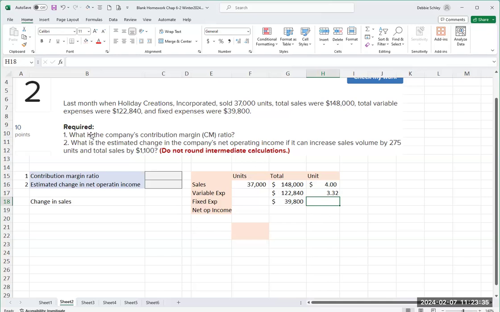Okay, so they want us to figure out what is the company's contribution margin ratio. So there's a couple ways we can do this. We can do it per unit, or we can do it using the totals.